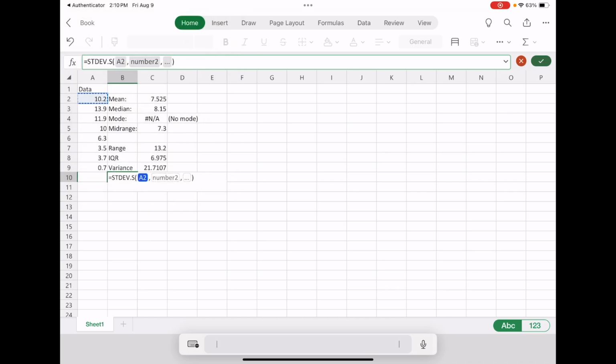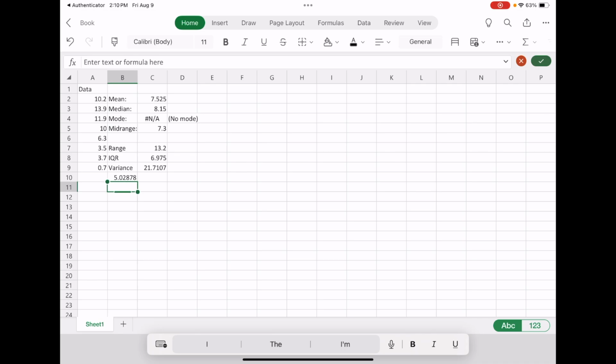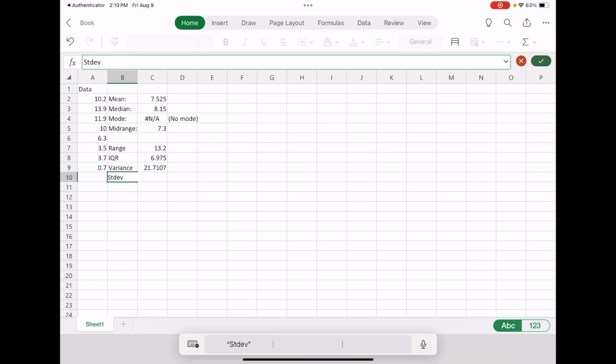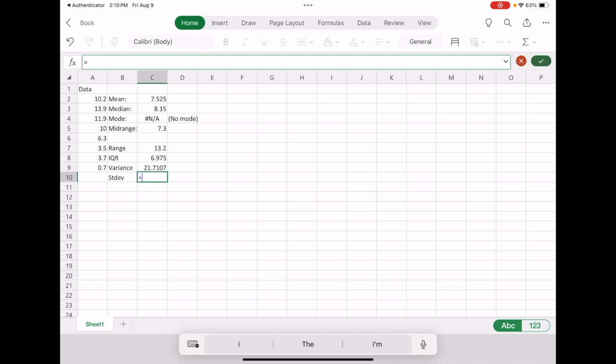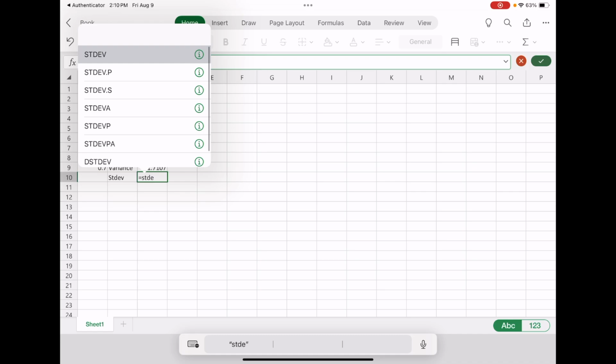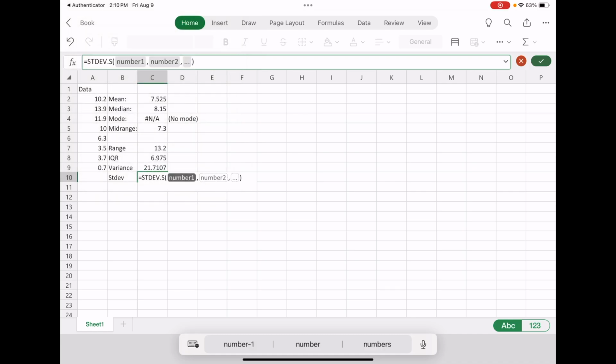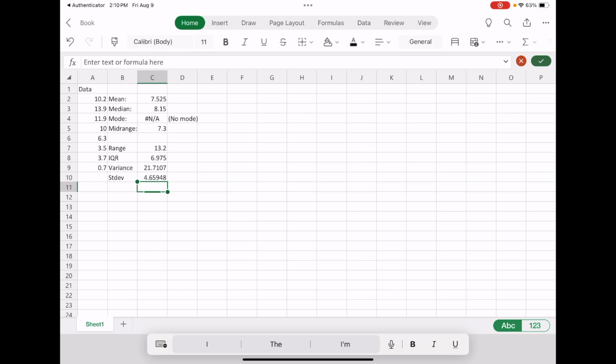I'll put in my data range. There, close that. Oh, it's not gonna like this. Enter, whoops. Okay. stdev equals stdev.s. There's the range. Enter. Okay. And there it is.